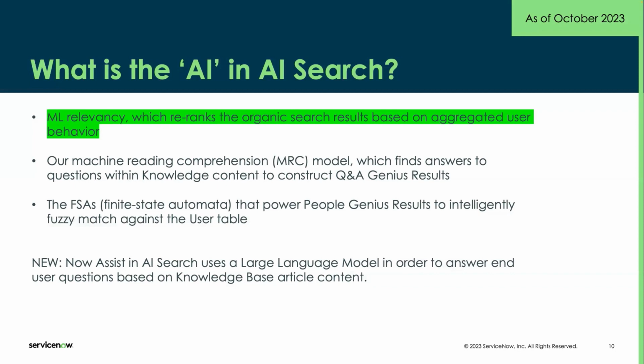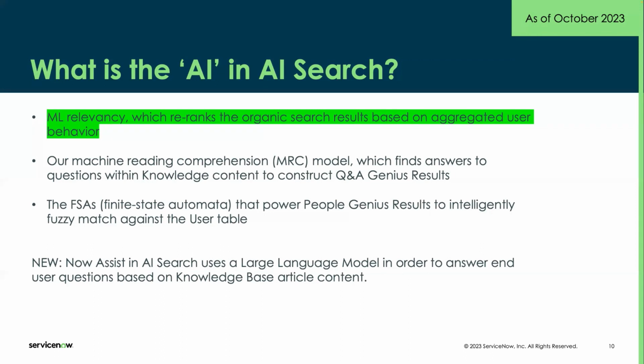ML relevancy allows us to re-rank the results in organic search, using that search result list, based on aggregated user behavior, based on everything that's been going on in that system. And this is on a per search profile basis. So this would answer the question in Q&A, where searches for both Employee Center and regular service portal, the out-of-the-box relevancy model will be the same, but on an ongoing basis, unless they're using the same search profile, they may diverge.